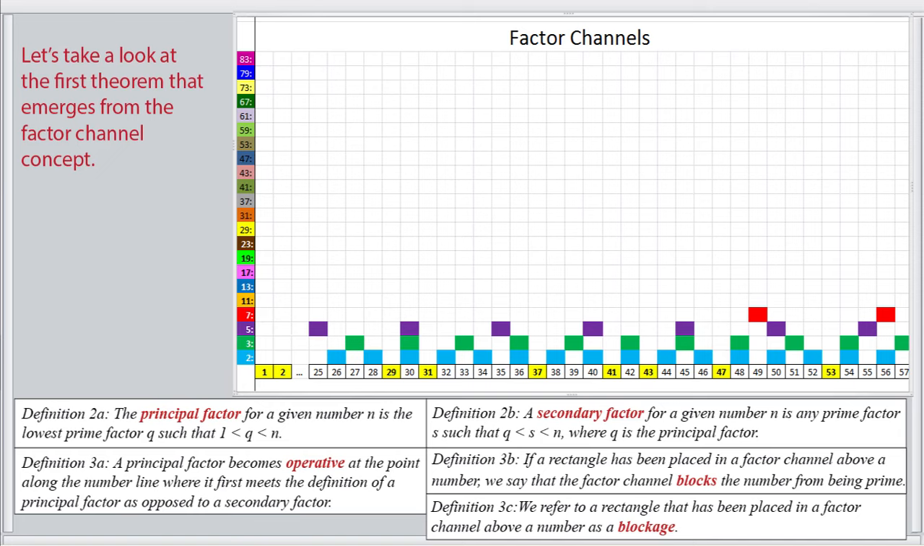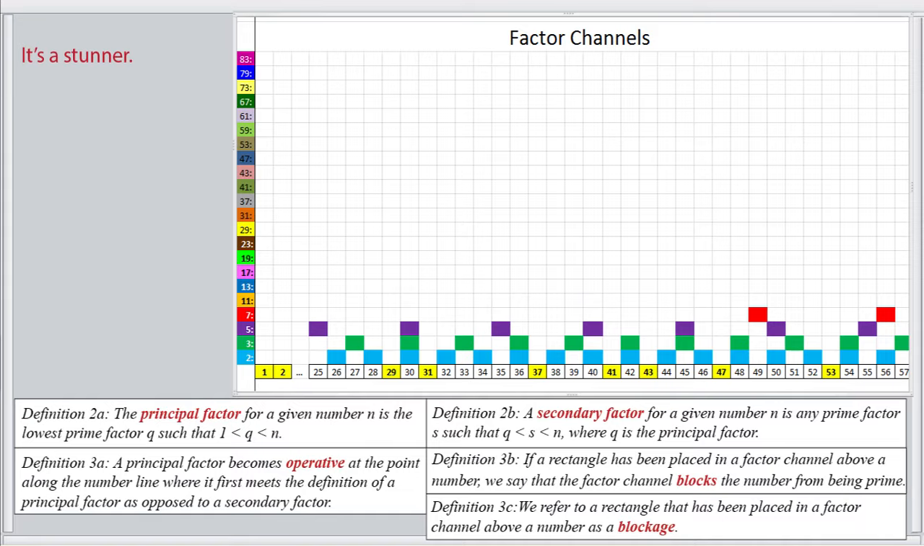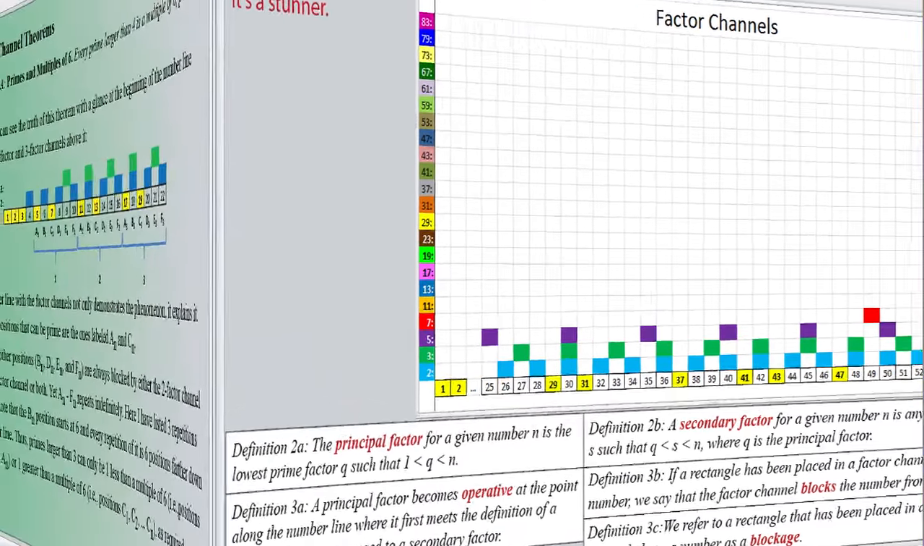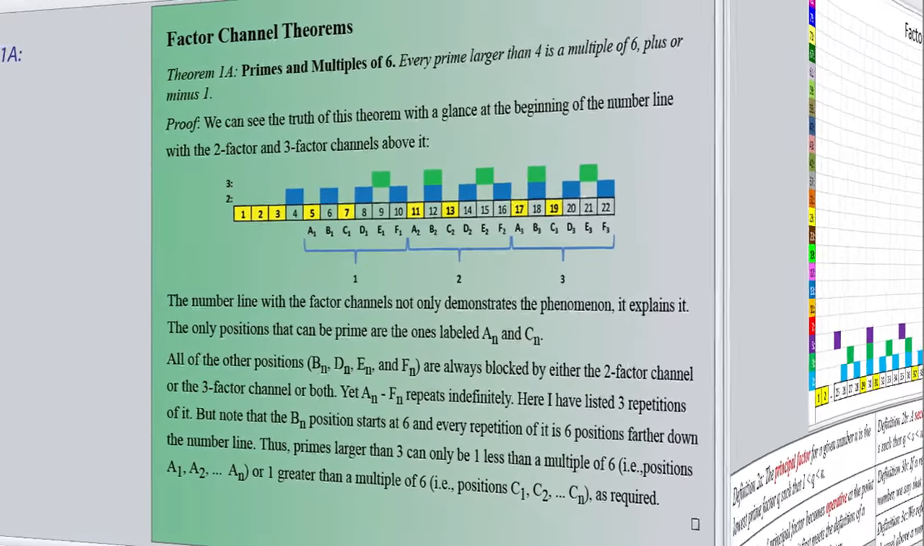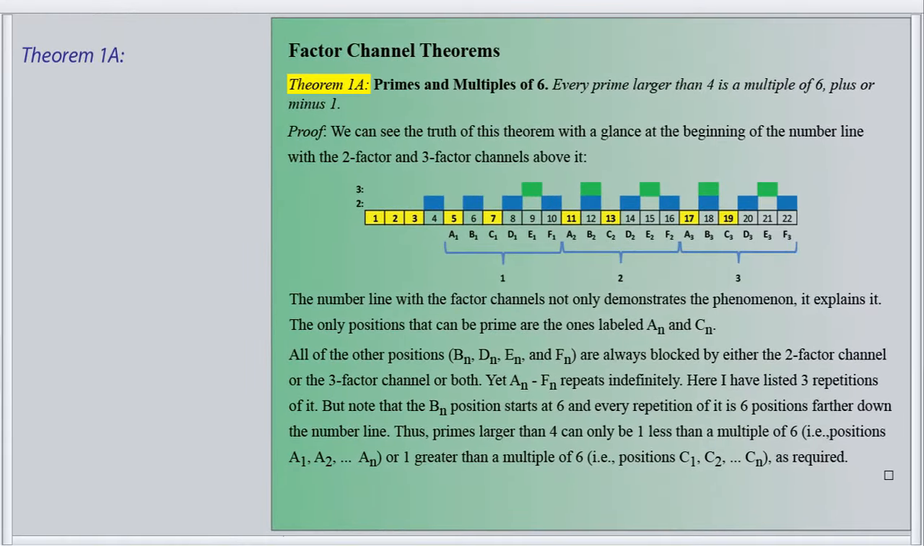Let's take a look at the first theorem that emerges from the factor channel concept. It's a stunner. Theorem 1a. Primes and multiples of 6. Every prime larger than 4 is a multiple of 6 plus or minus 1.